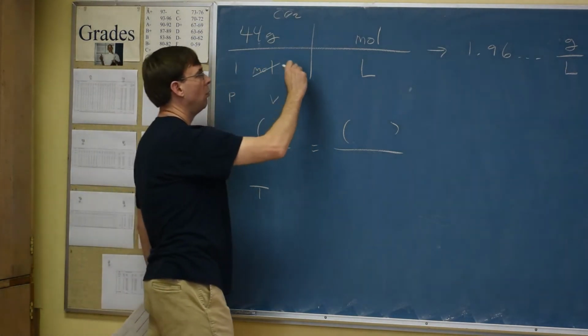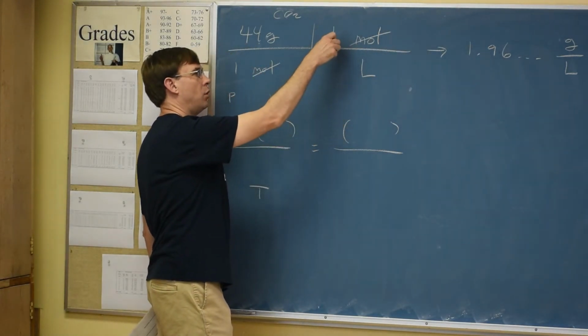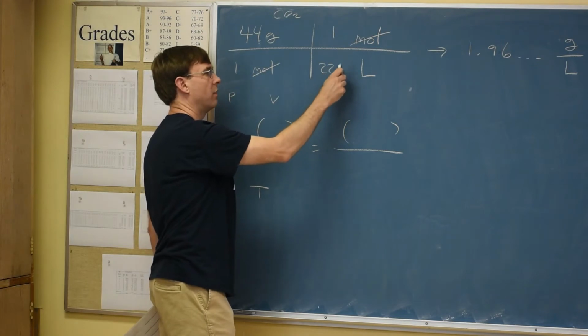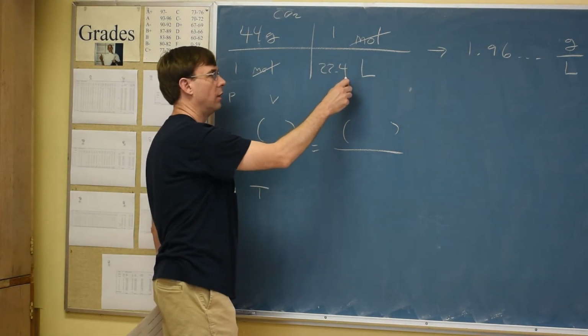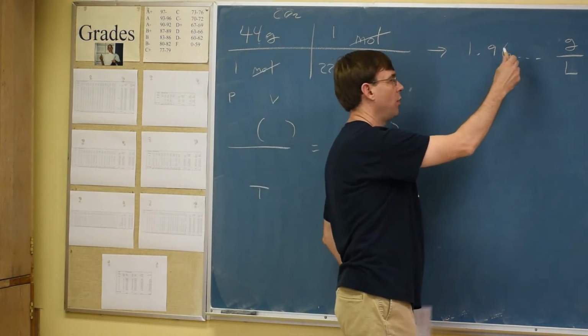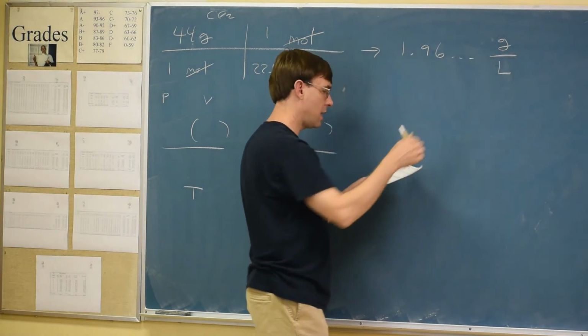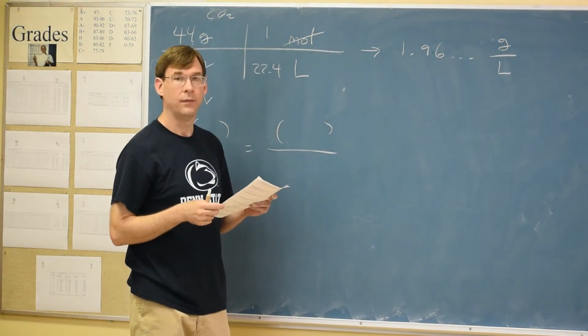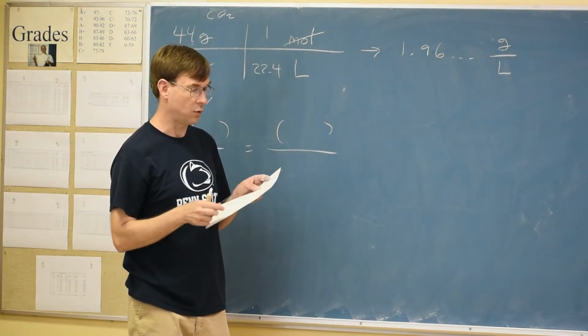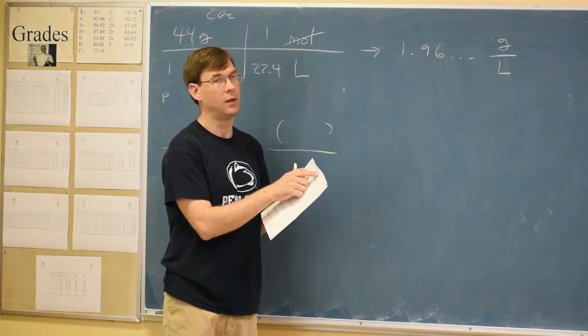We need to cancel moles and try to get to liters. The number for moles is always 1. The number for liters is 22.4, always. You do the math on that, and that would show you 1.96, a number that goes forever. That would be grams per liter, and that's a density. And we would be done if the question said, calculate the grams per liter at STP.